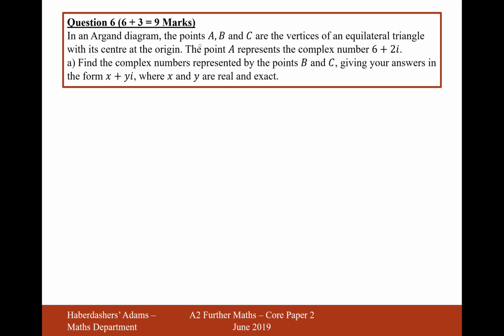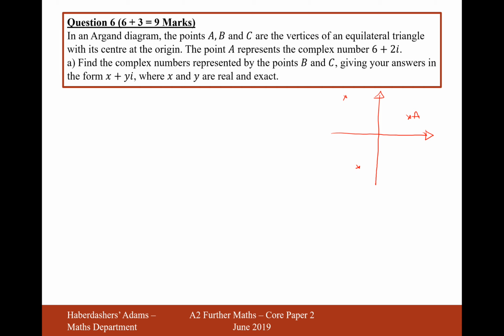In an Argand diagram, the points A, B and C represent vertices of an equilateral triangle with centre at the origin. The point A represents the complex number 6 plus 2i. So let's visualise that. It's going to be 6 across, 2 up. That there is coordinate A. And then two other points will be B and C that will make ourselves an equilateral triangle. So maybe down here and maybe one down here. Find the complex numbers B and C, giving your answers in exact form of x plus yi.